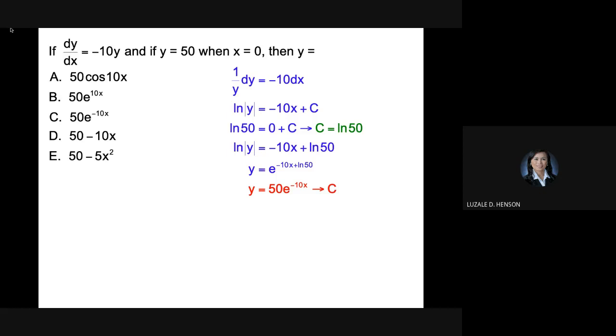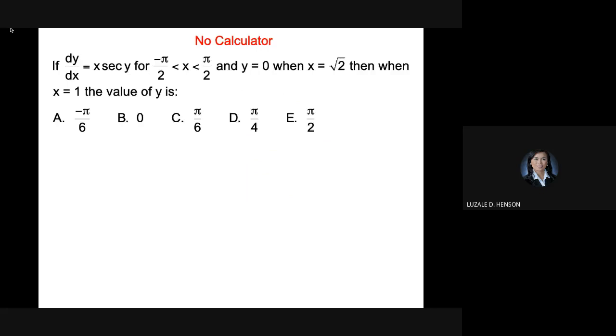Even without going through the right side, you can already see it. Definitely not A, definitely not D and E, because there's definitely an ln, since you have dy over y there. So you're left with B and C. But then you have a negative sign on the right side, so the exponent should have a negative sign. Got it, class? So the answer is letter C.